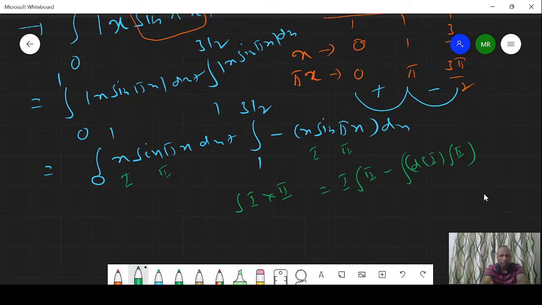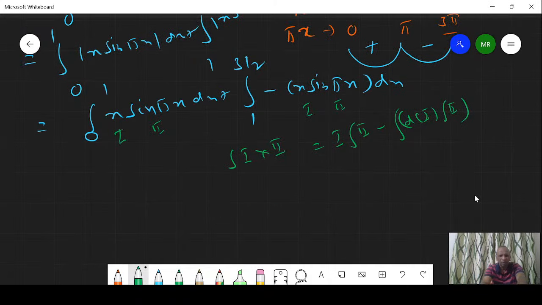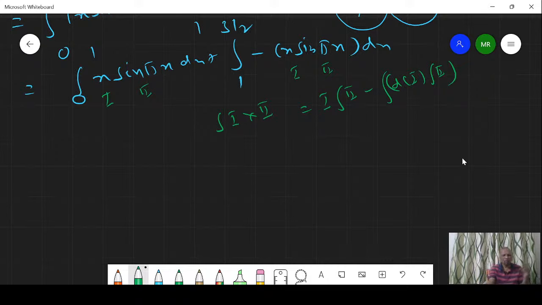Because using ILATE, I have chosen the first function and second function. Then you can do this one. This problem is very simple. After writing this, now I will do this problem. Just observe here: the first function is x into the integral of sin πx. See, both are the same. To save time, what I will do here is just let it be.